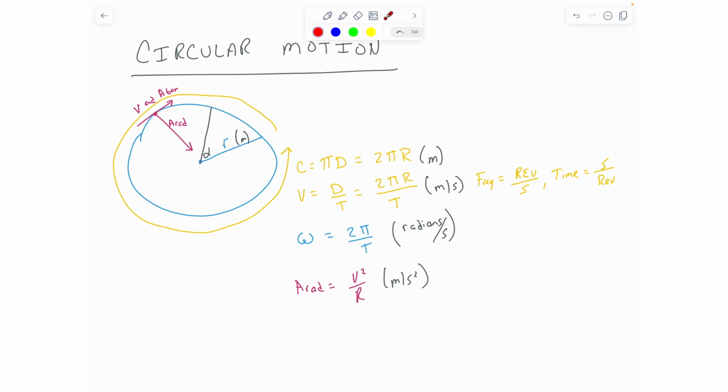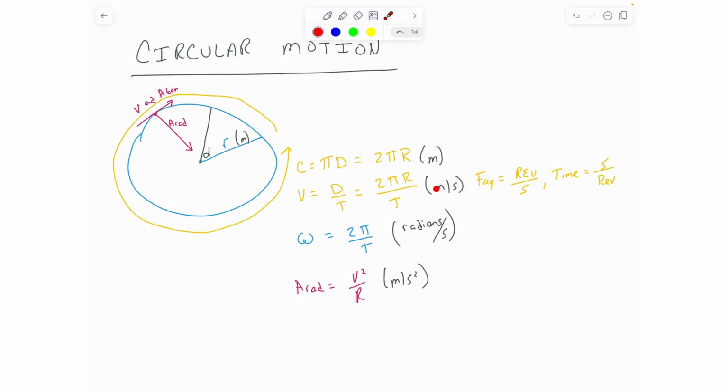Now there's the opposite of frequency, and that's time, the period. Time is how many seconds in a revolution. So let's say you take one revolution, but it's really slow, and it takes you 5 seconds to do a revolution. So you go 1, 2, 3, 4, 5 seconds. 5 seconds in a revolution. So that's your time. Time is the inverse of frequency. Frequency is revolutions per second. Time is the number of seconds per revolution. And of course we have velocity, which is just meters per second.